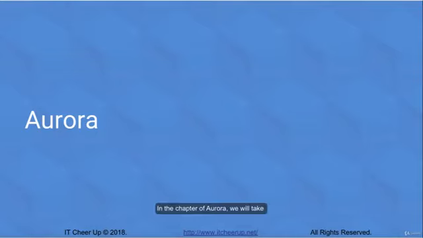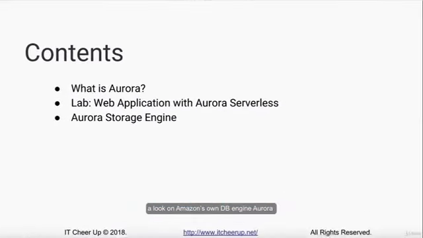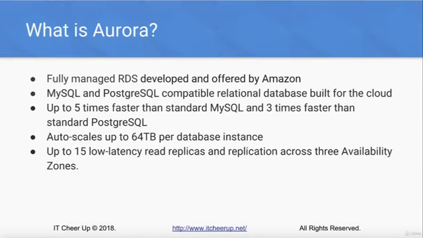In this chapter on Aurora, we will take a look at Amazon's own DB engine, Aurora. We will do the same web application lab, but with Aurora Serverless in a VPC. I will explain the Aurora storage engine, which is different from the RDS DB storage engine.